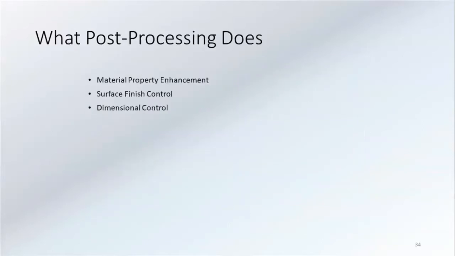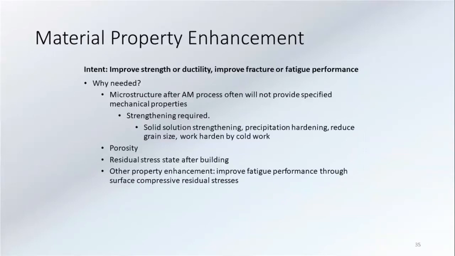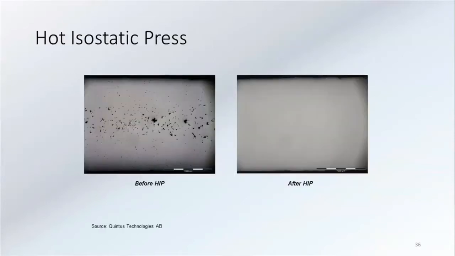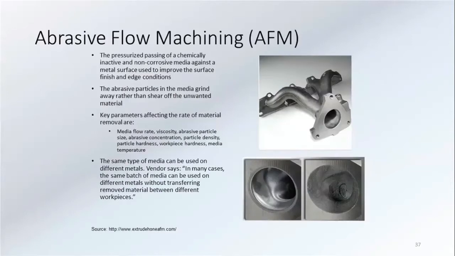So really with the post-processing, your goal is to hit your spec. So you're doing your material property enhancement, surface finish control, or dimensional control. So do I need to heat treat my part? Do I need to HIP it? A HIP here, this is a part with some really terrible porosity in it, but after HIP we were able to squeeze a lot of those pores back out, and that greatly aids in your final part. Abrasive flow machining is great if you have internal passageways. This is from some friends at Extrude Hone. It allows you to get through a lot of this.